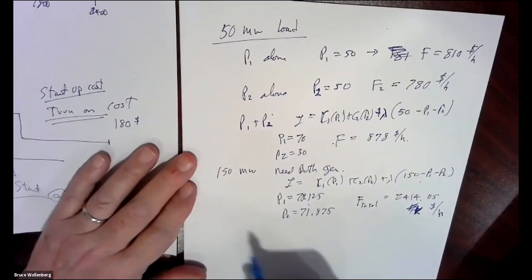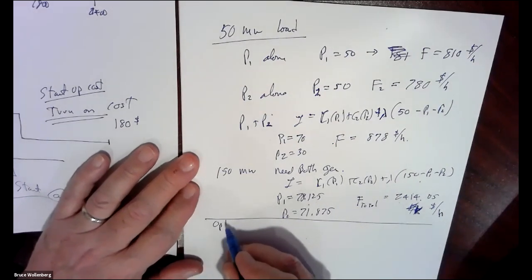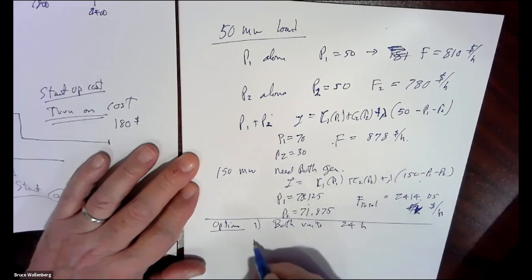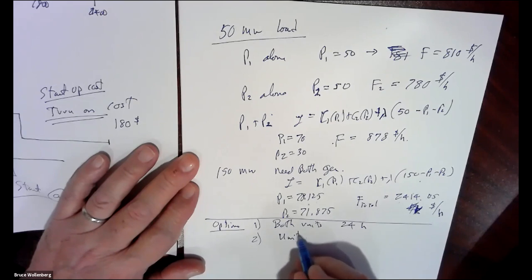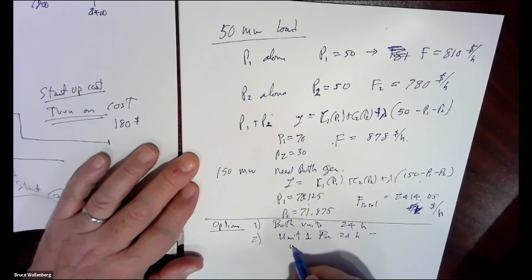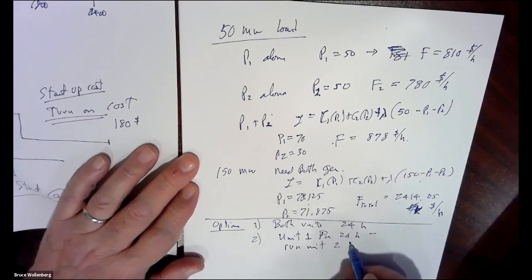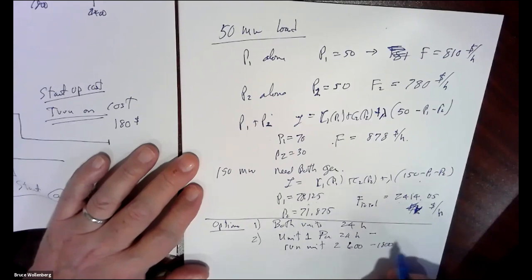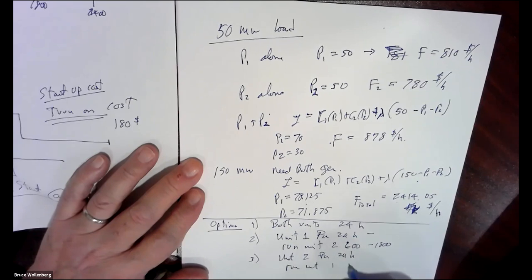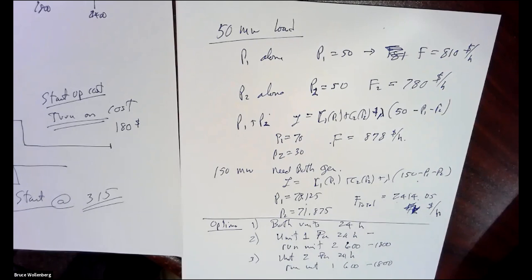So we could say, okay, here are our options. One, both units for 24 hours. Two, unit one for 24 hours, then run unit two for the 150 megawatt period. Or three, unit two for 24 hours, and then run unit one for the 150 megawatt period. Okay. Those are the options. Those are the only ways to supply that with those two generators.